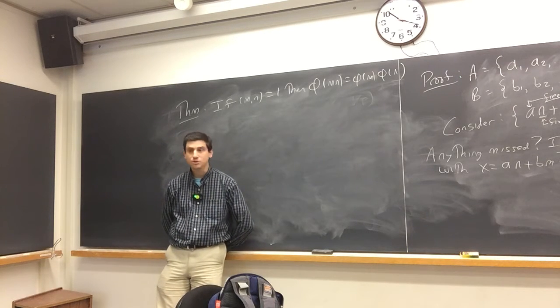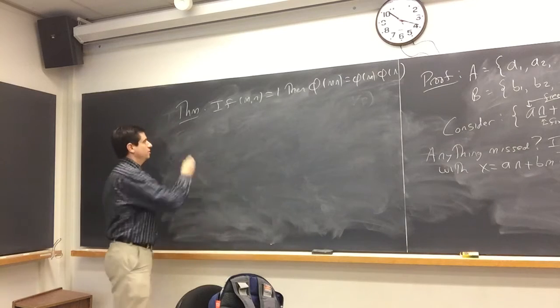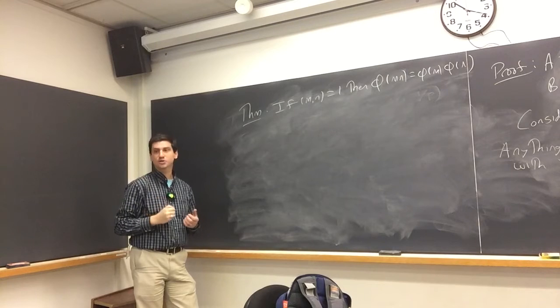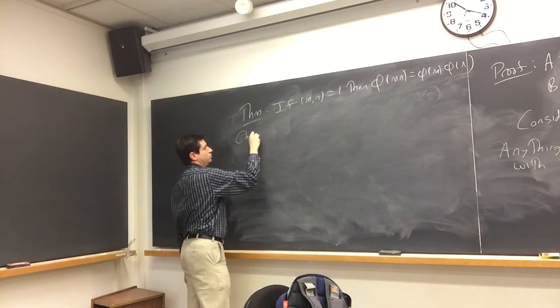Do we have any theorems that could help us solve congruences? So we have Chinese remainder. Maybe that could be useful. This is not in the book. This is trying to do a different proof right now on the spot. Let's see if we can make it work. So, Chinese remainder.